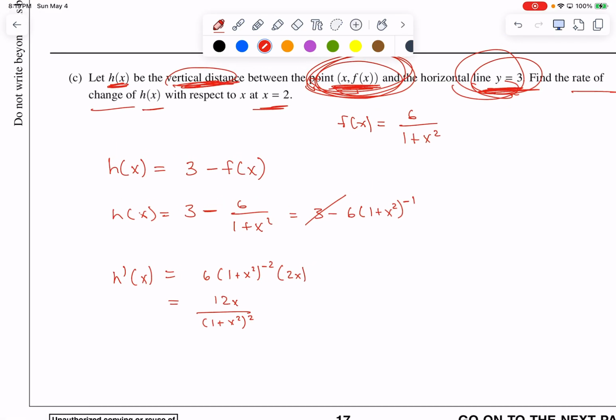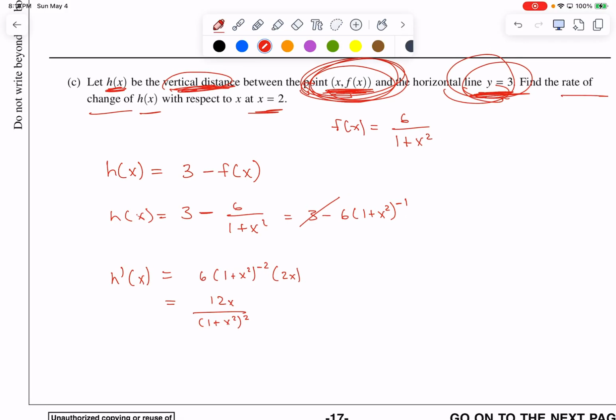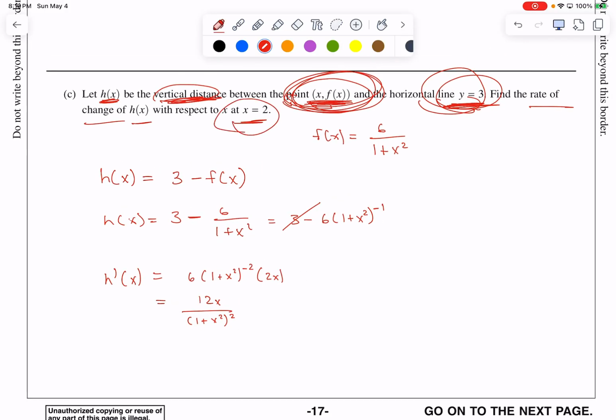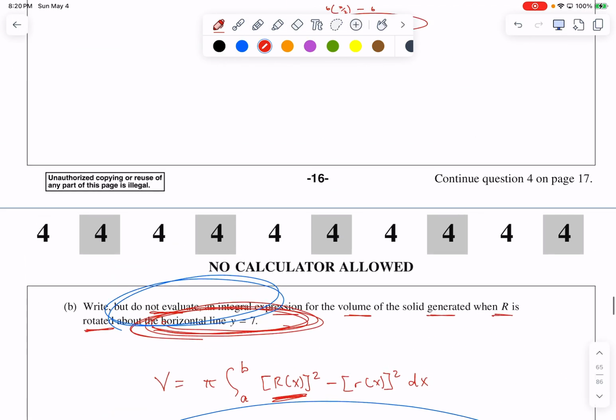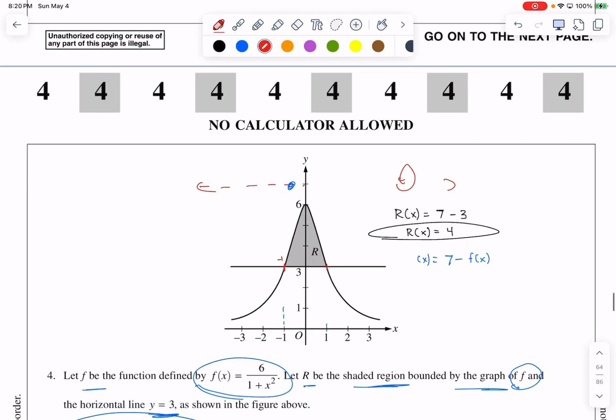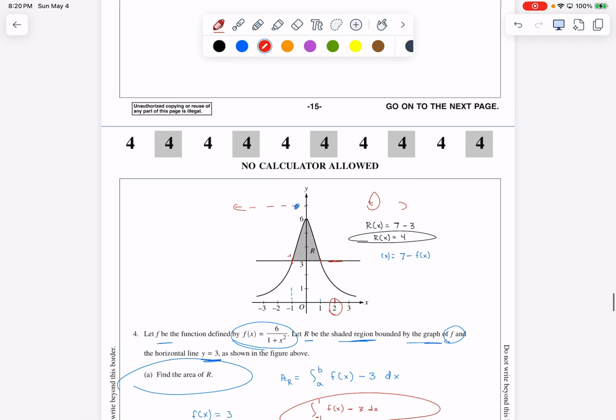Oh, I now know why they went 3 minus f of x. Because at x equals 2, which one was on top? The 3. That's why they did 3 minus f of x. So it did matter, because at x equals 2, 3 is the top function.